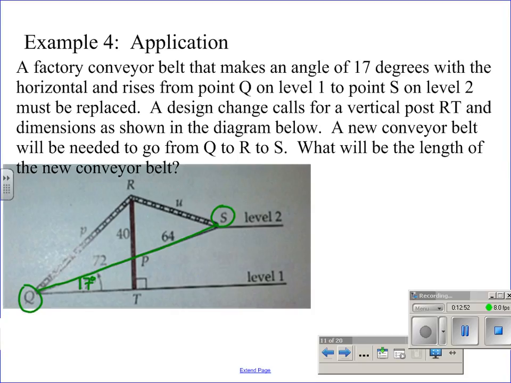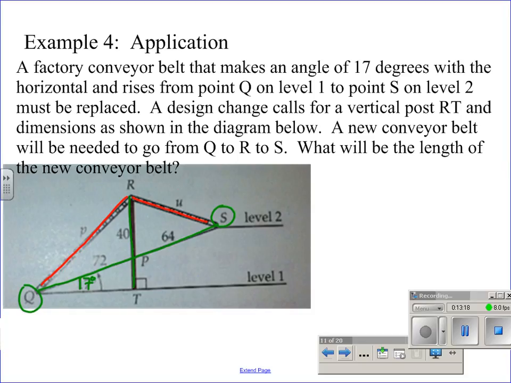So a design change is going to call for a vertical post RT, and its dimensions are shown in the diagram, and that's here. That's our vertical post. And once we have this vertical post, then we're going to have a new conveyor belt. And we're looking for the length of this new conveyor belt. So here's our new conveyor belt here in red, and we need to know how long that is. So we're going to use the information we have here to find the length of that conveyor belt.